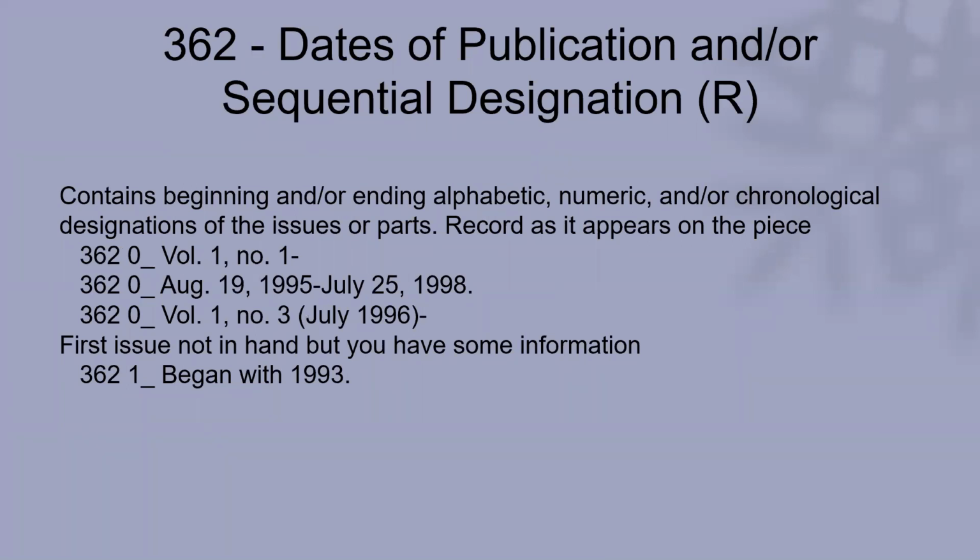So the 362, dates of publication and/or sequential designation. You can repeat the 362 only when one of the fields has a first indicator 0, which is for the formatted version, and the other has a first indicator of 1, unformatted. When both beginning and ending designations are formatted, or both are unformatted, then you record them in a single 362.